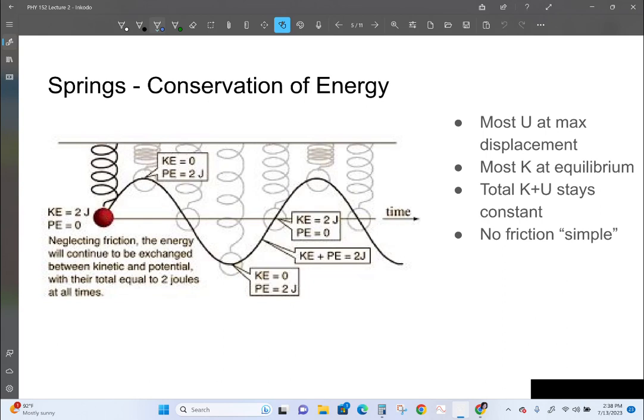So once again, the total energy is going to stay the same, right? If there's no friction in the system, if there's 2 joules of kinetic energy at the equilibrium point, that's going to be converted into 2 joules of potential energy at the maximum displacement points.